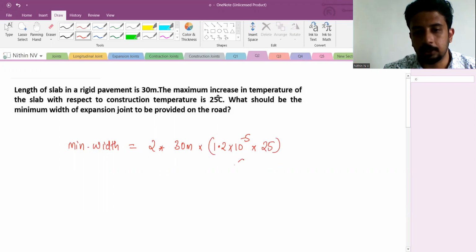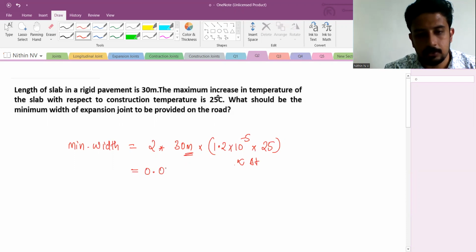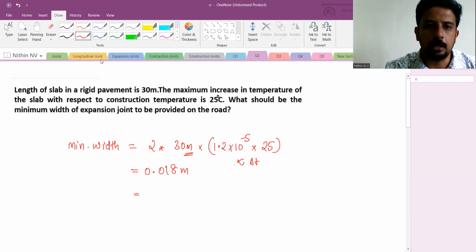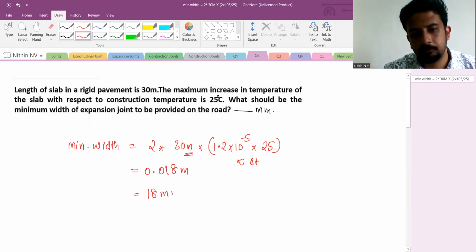So this much portion, alpha into delta T, is not having any unit. So the minimum width, if you are calculating like this, you are going to get it in meter. So once you do it, exactly 0.018 meter you are going to get. If you want it in mm, since I've not mentioned the unit here, that will be dash mm. Then how to convert? Multiply with 1000. So it's going to be 18.